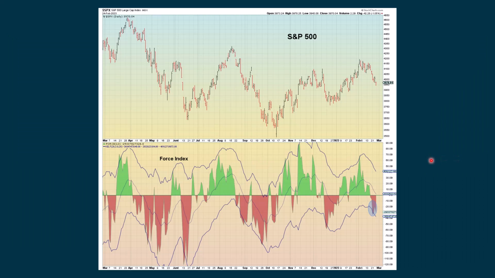Here's another short-term measurement called the force index, where we drop below zero. We were extreme negative at one point where we hit the lower end of this Keltner band, but we bounced back up and came back down, and we're just more decidedly negative.